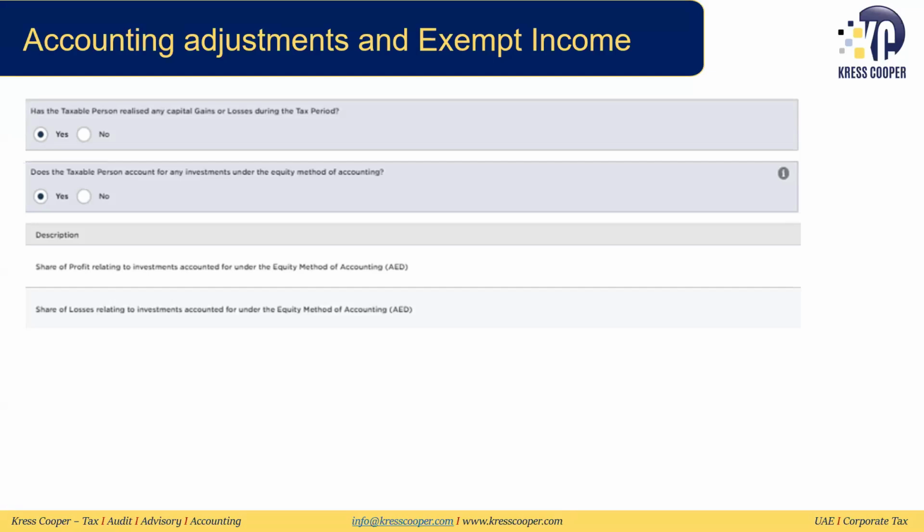So now, what is this equity method of accounting? The equity method of accounting doesn't record the dividends as income like in the cost method, but rather it is treating it as a return on interest. So basically, it is asking you that if you have accounted for any investment under this equity method of accounting, then it is asking you to provide the share of the profit and share of the losses relating to the investment accounted for under this equity method of accounting.